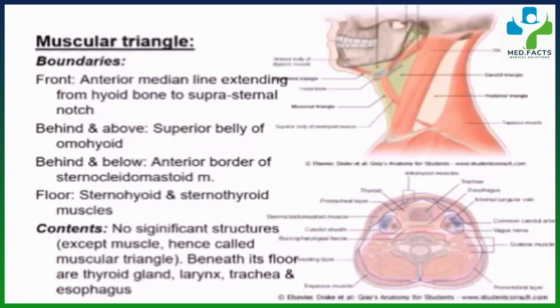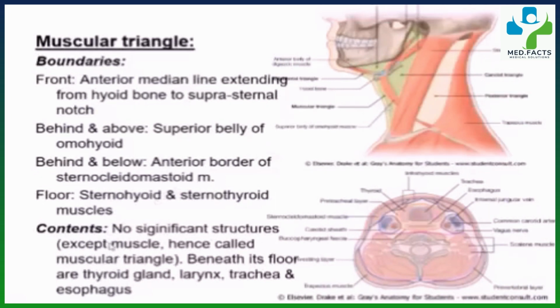So these are some of the important contents of this muscular triangle. These are the boundaries of the triangle, and the contents are, as the name indicates, muscular. So the main contents here will be the muscles, the infrahyoid muscles. So that's why it is called the muscular triangle. Okay, so all the infrahyoid muscles, like the sternohyoid, sternothyroid, all those muscles which you can see in here, will form the contents of this triangle.